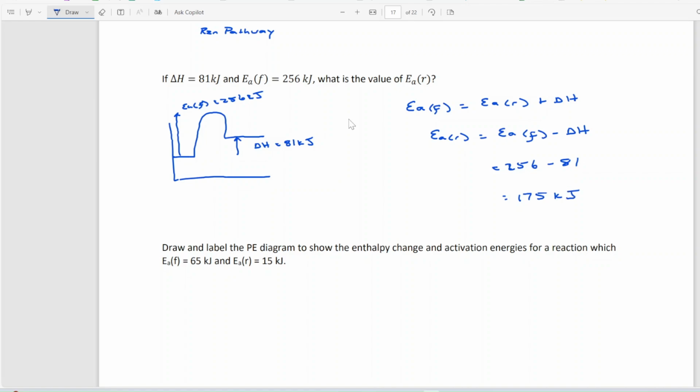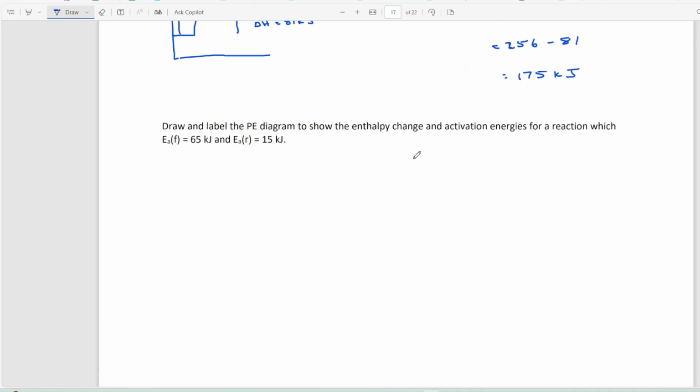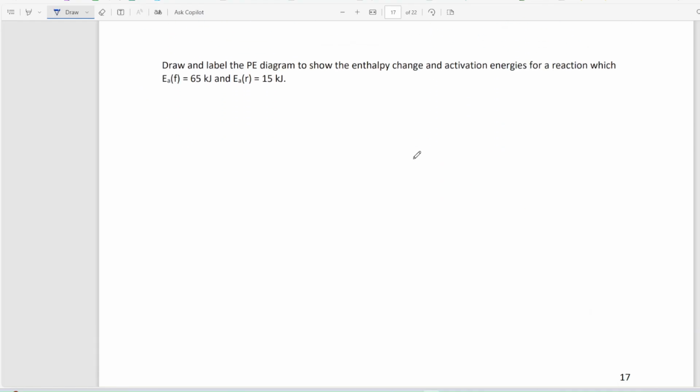And then you just double check that makes sense, right? Should my activation energy in reverse be smaller than my activation energy forwards? Yeah, it should, right? Because it's an endothermic reaction. Whereas in an exothermic reaction, your activation energy in reverse is larger than your activation energy forwards. All right, if you're feeling pretty good with this, pause the video, give this one a go.